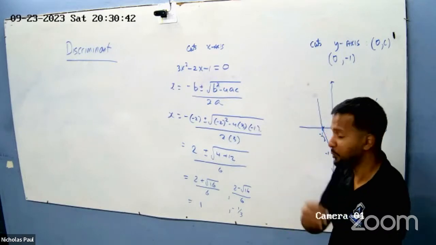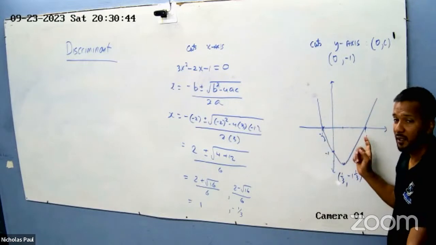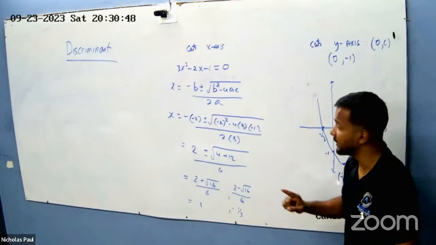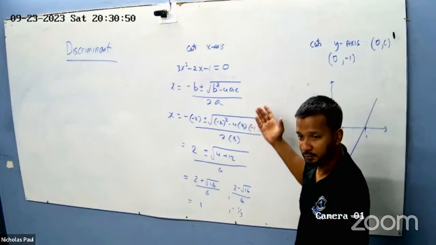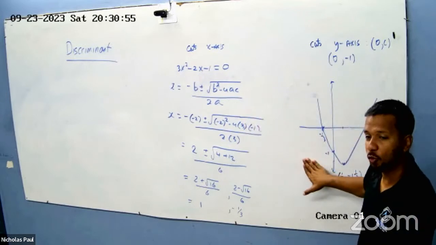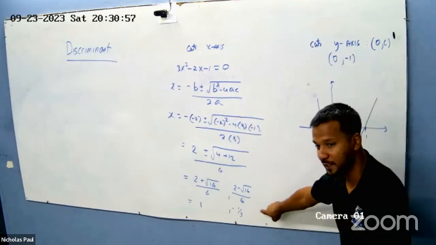So we have 3 options: getting 2 answers, 1 answer, or no answer. My question is, what controls that? Look at the formula. Watch what we did. What controls the amount of answers we get?